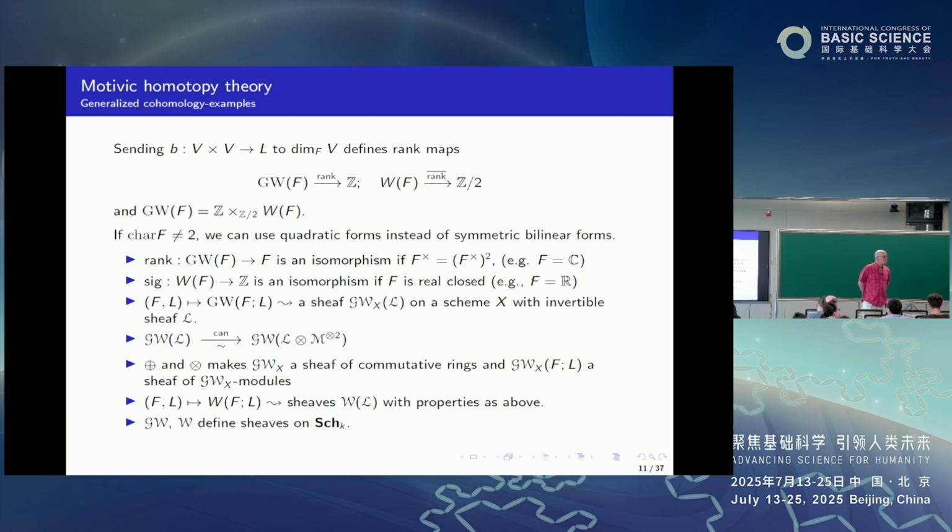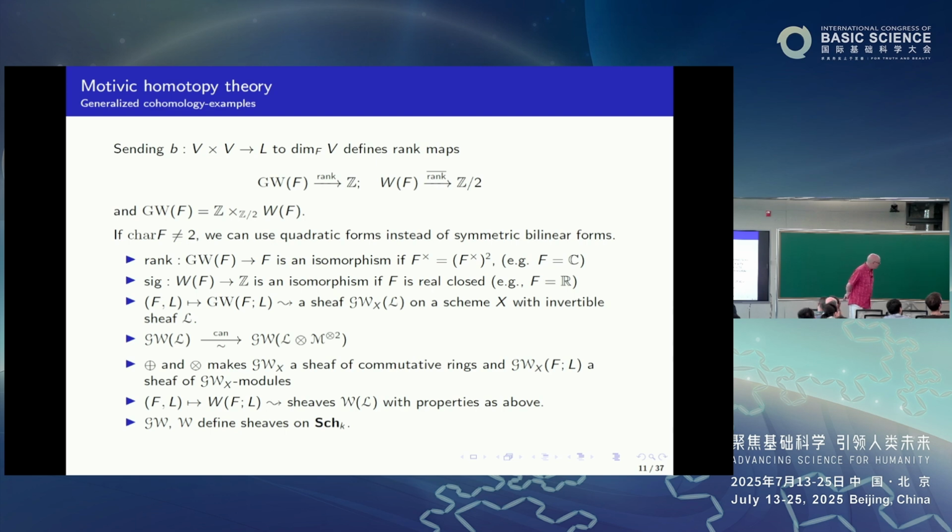So there are two very simple maps. You can send a vector space to its rank, which gives you the dimension, and that extends to the rank homomorphism. It's a ring homomorphism from the Grothendieck-Witt ring of F to Z. And when you mod out by the hyperbolic form, that's a rank 2 form, so it gives you a reduced rank to Z mod 2. And the two constructions are related in a very simple way.